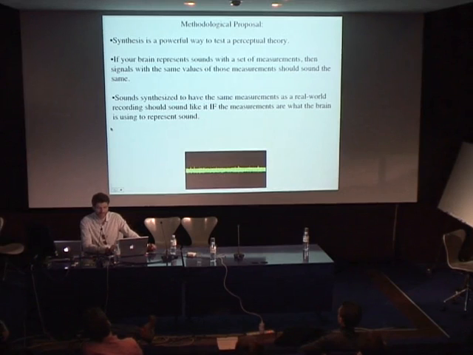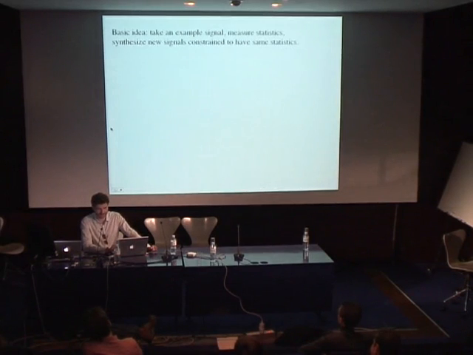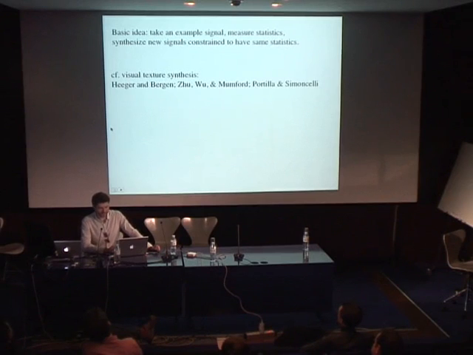And so we've applied this approach to sound textures. The basic idea is to take an example signal like a recording of rain or fire or whatever, measure some statistics from that signal, and then synthesize new signals, constraining them only to have those same statistics. This approach is inspired by work that was done about 15 years ago in visual texture synthesis, some of the key names of which are displayed here.